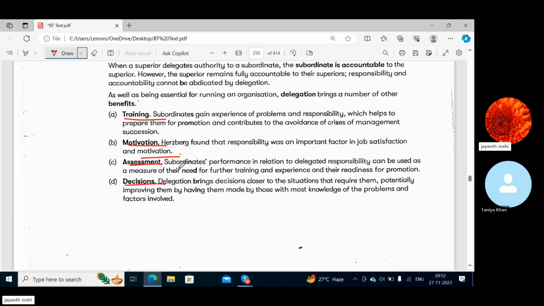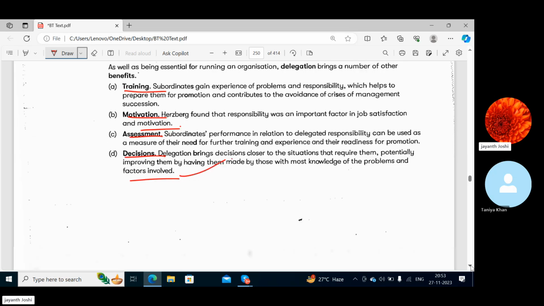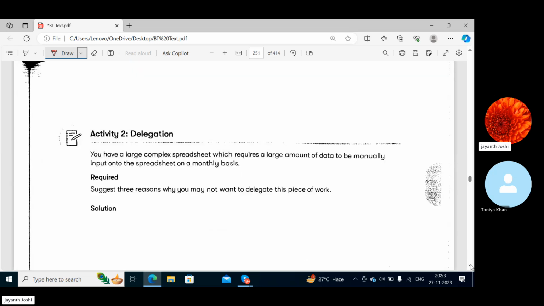And assessment. Subordinates' performance in relation to delegated responsibility can be used as a measure of their need for further training and experience and their readiness for promotion. Assessment is important, right? How they're performing. And decisions. Delegation brings decisions closer to situations that require them, potentially improving them by having them made by those with most knowledge of the problems and factors involved. So with experience, decisions can be taken, right?